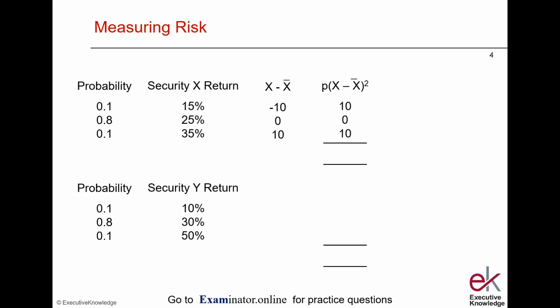We then square the difference to get rid of the negative and apply the probability. So P multiplied by (X minus X bar) squared comes out to be 10, 0, 10. The 20 that you've calculated is the variance. To calculate the standard deviation, we take the square root of the variance and we get 4.47%. When you take the square root and arrive at the standard deviation, you're back to the original unit of measurement, which was percentage. The variance is not percentage, it's squared. We take the square root to get the standard deviation, which is the measure of risk.